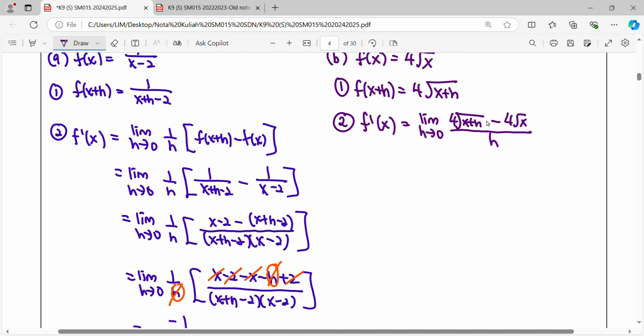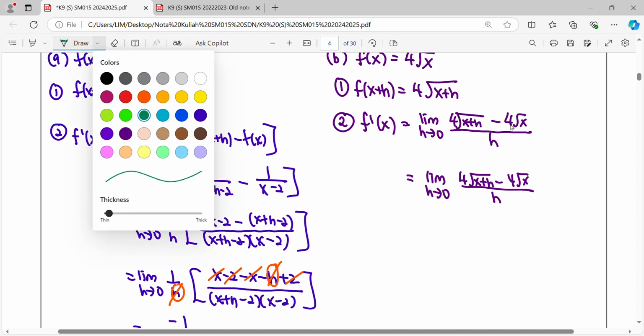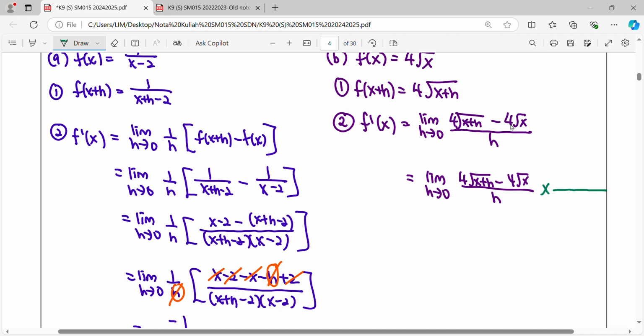Alright, then for a surd function, how are we going to simplify this? We need to conjugate. As you can see, when you have limit h approaches 0, it is 0 over 0, surd x minus surd x over 0, right? So it is an IDF. For IDF 0 over 0, we can do conjugate. So the conjugate follows your surd function, so your conjugate will be 4√(x+h) plus 4√x.